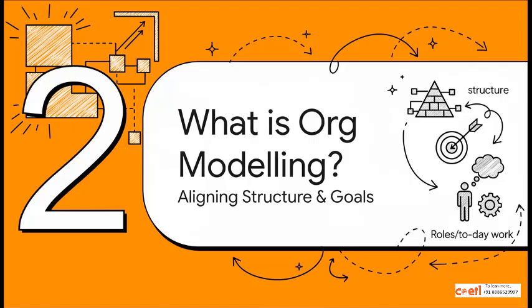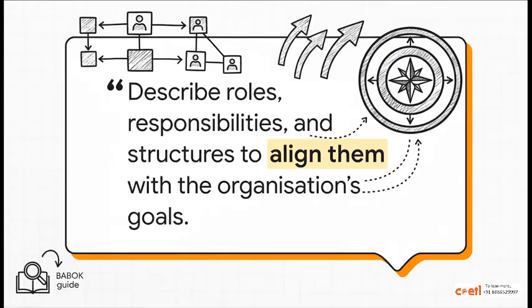This is the real technique for mapping out the roles, the responsibilities, and the structures that connect what people do every day with the company's biggest goals. And hey, this isn't just some fluffy concept. The Business Analysis Body of Knowledge, or BABOK Guide for short, gives us a solid definition. The key phrase to grab onto here is align those structures with the organization's goals. See? It's a huge shift from just thinking about hierarchy to thinking about purpose.